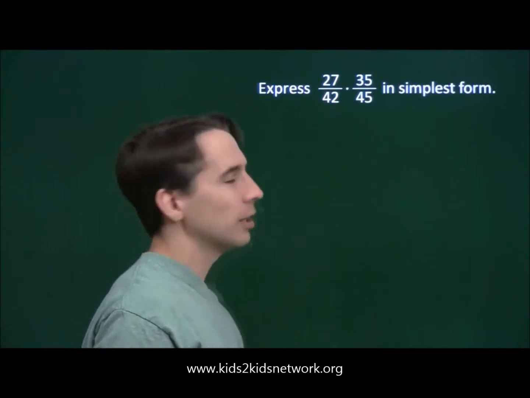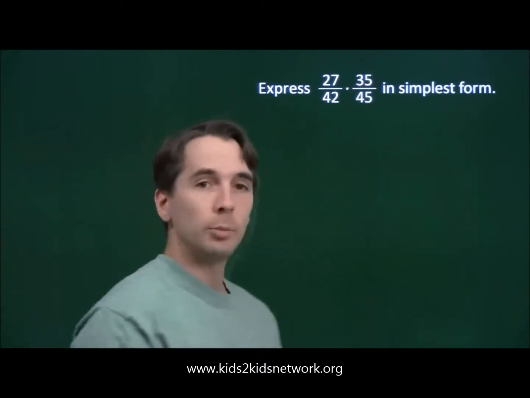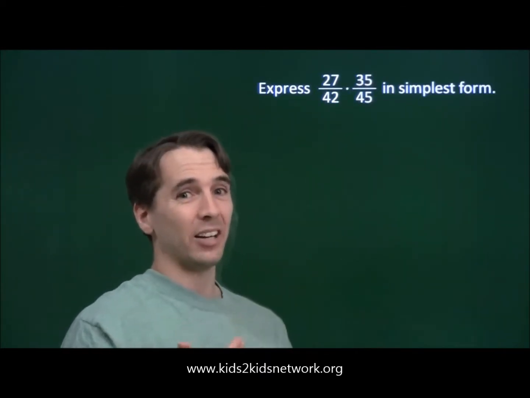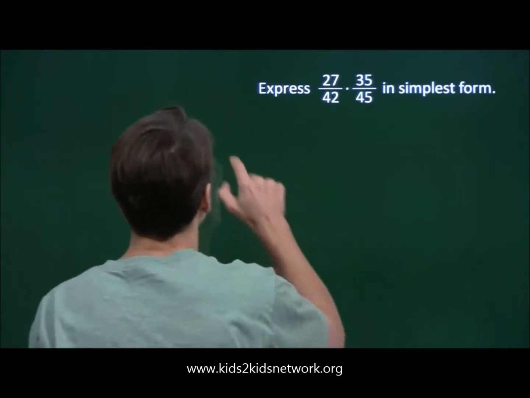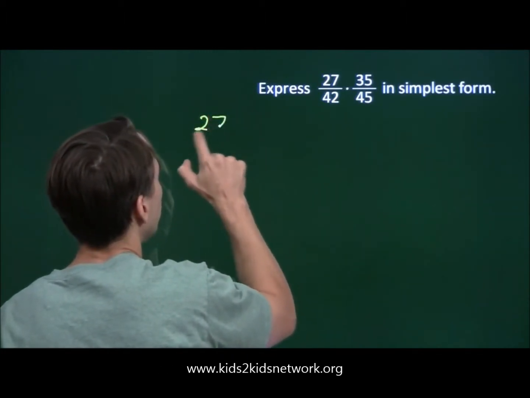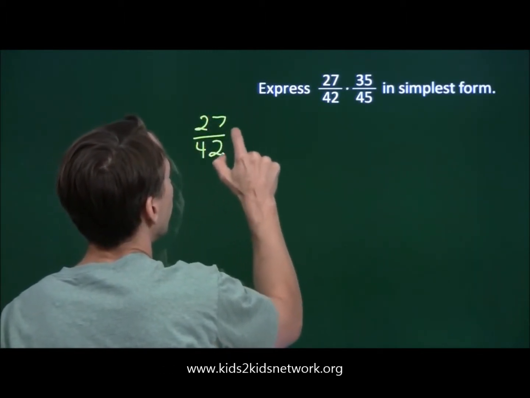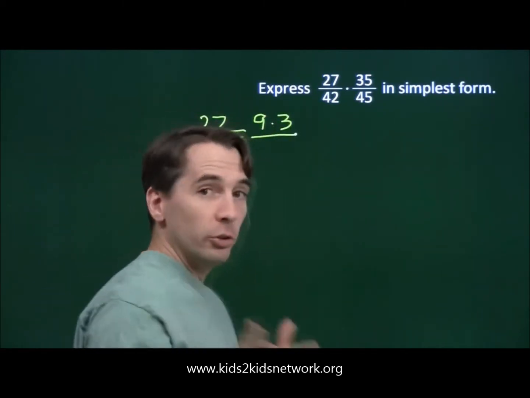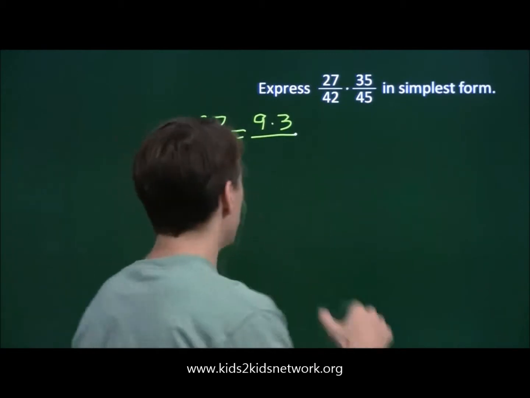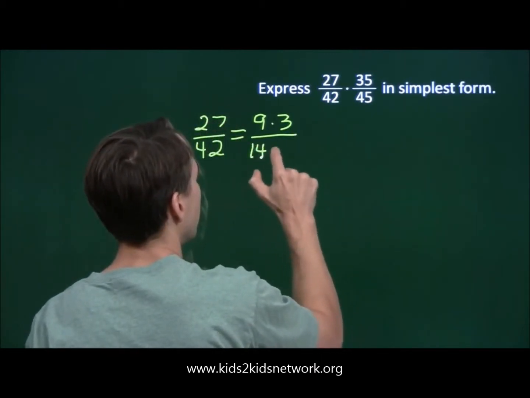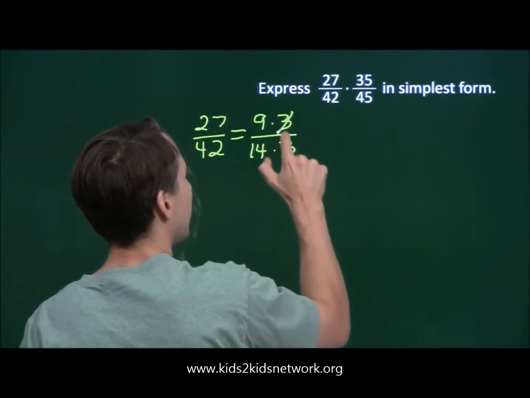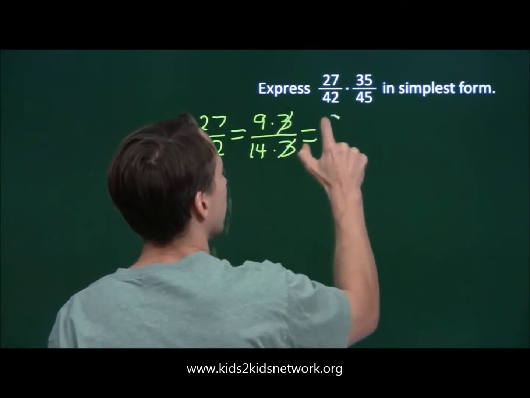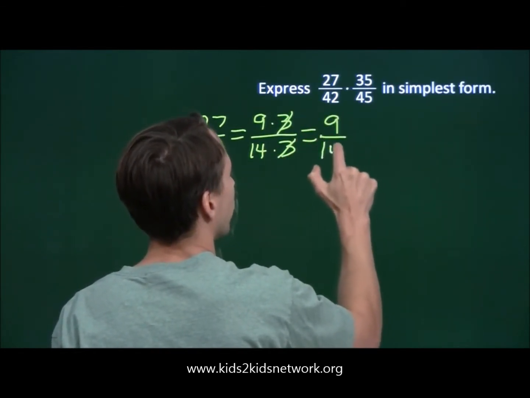The first fraction, 27 over 42, each of those numbers is a multiple of 3, so we can take out a common factor of 3. Check this out. We've got 27 over 42. 27 is just 9 times 3. And 42, you football fans will recognize that. That's 6 touchdowns. That's 14 times 3. And we can cancel out the 3's. And we're left with just 9 over 14.